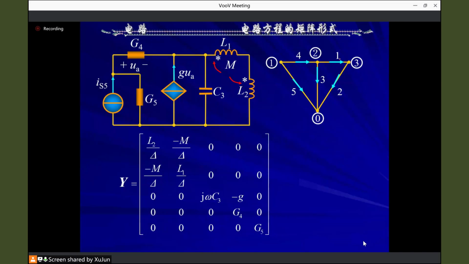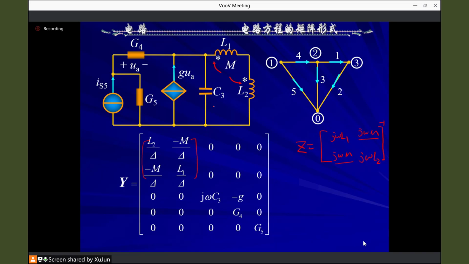For the matrix Y, branch 1 and branch 2 have mutual inductance. So we should calculate the Z at first. Z equals j omega L1, j omega L2. For the mutual inductance between branch 1 and branch 2, it should be j omega M, j omega M. So all are positive. And then inverse this Z matrix.